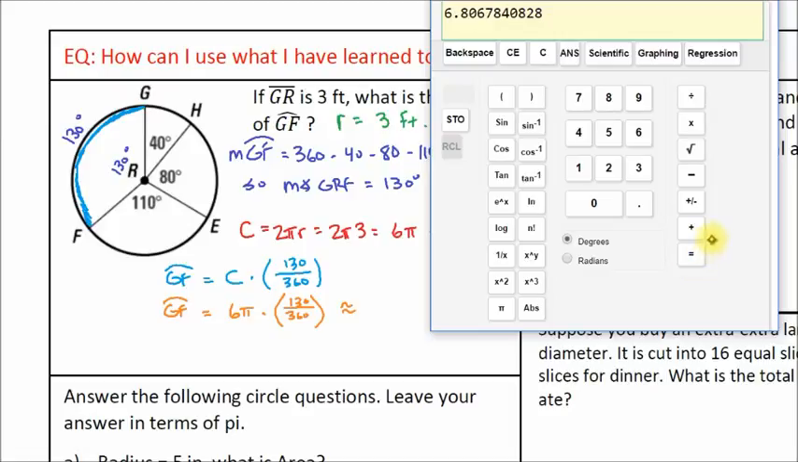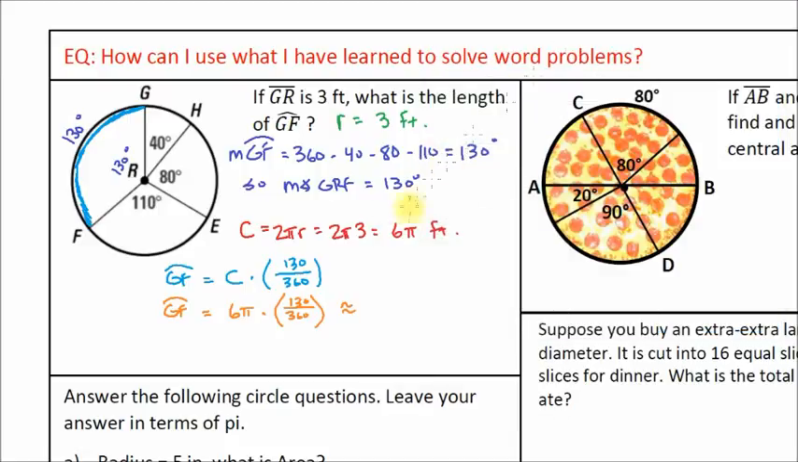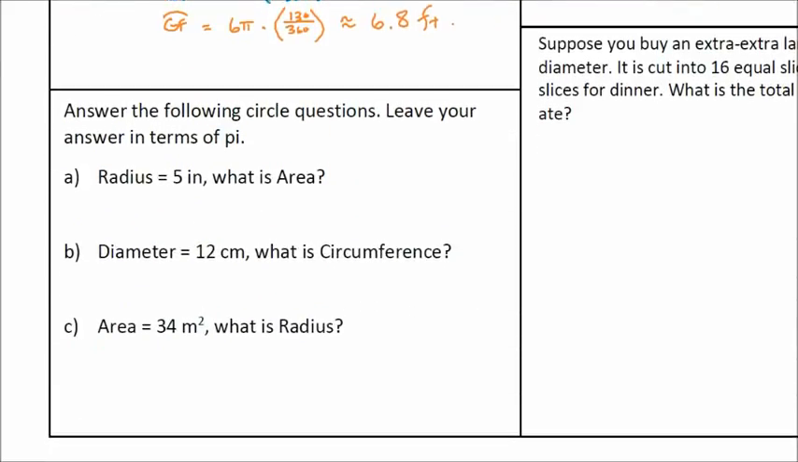We've got 6.80, so we can go ahead and just round that to 6.8. So approximately 6.8 feet. And that's all there is to it. Let's take a look at the next question.